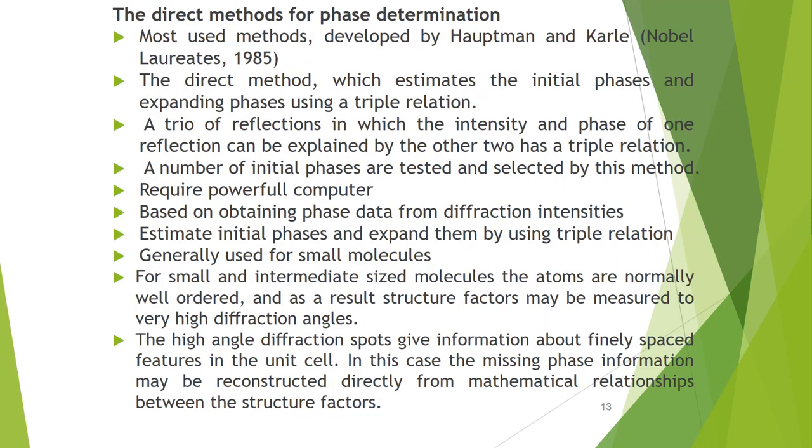This is another method, the direct methods for phase determination. This is the most widely used method. It was developed by Hauptman and Karle, who are Nobel laureates of 1985. The direct method estimates the initial phases and expands the phases using a triple relation, a trio of reflections in which the intensity and phase of one reflection can be explained by the other two.